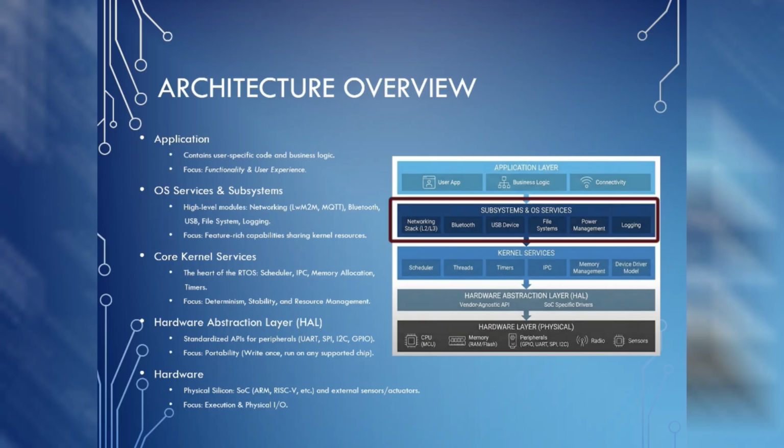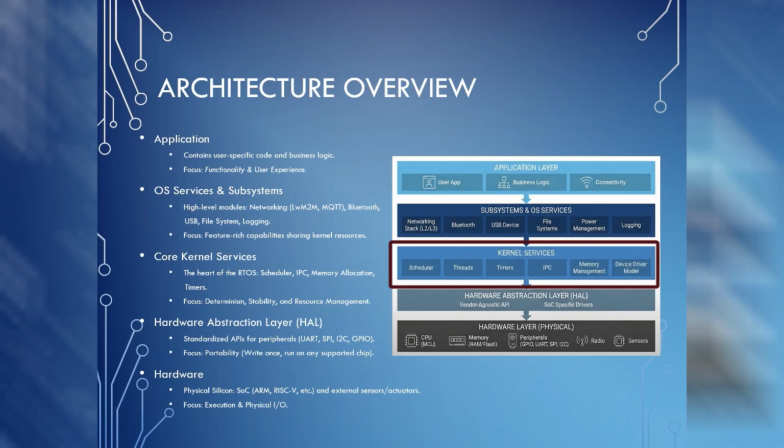OS services and subsystems. Sitting directly below the application is the OS services and subsystem layer. This is a crucial part of the Zephyr architecture. This layer handles high-level modules like networking, Bluetooth, USB, and file system. It provides feature-rich capability to the application by utilizing the raw resources from the kernel below.